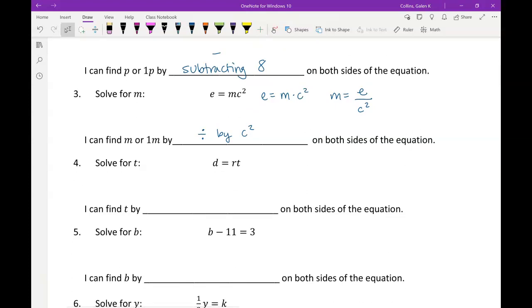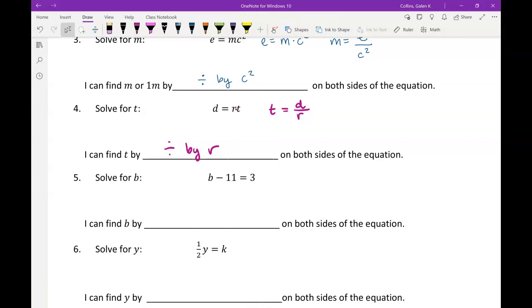All right, and number 4, if I want to solve for t or isolate t, if you take a physics class down the road, you'll recognize this equation. Again, I want to undo what's being done to t. So since rt is r times t, I want to unmultiply by r, which means I want to divide by r on both sides of the equation. So t equals d divided by r.